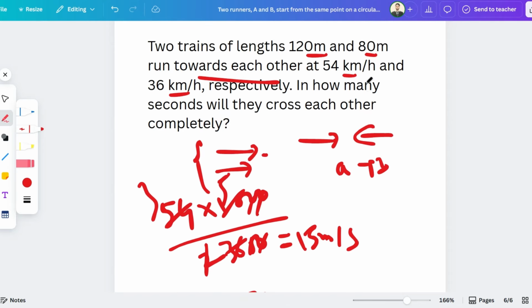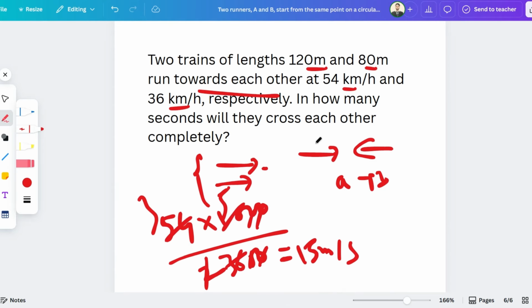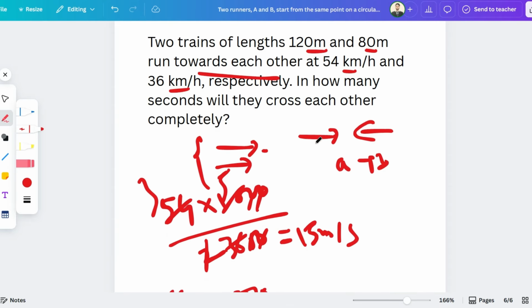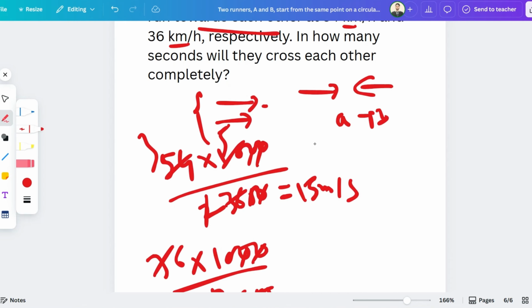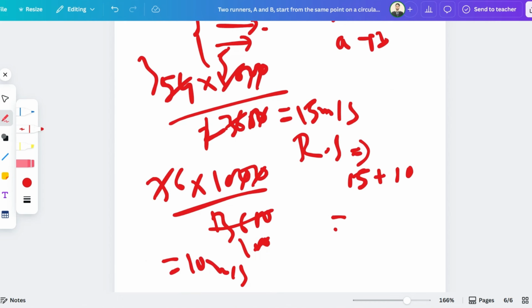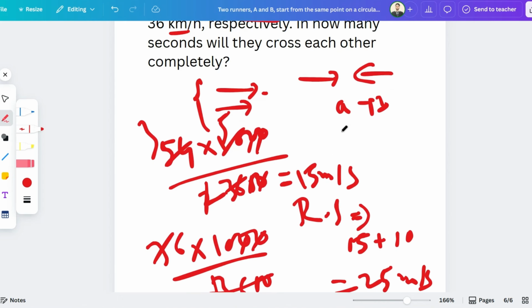So now what we have to do, the relative speed will be 15 plus 10, that is a plus b. So this is 25 meter per second. Their relative speed is 25 meter per second.